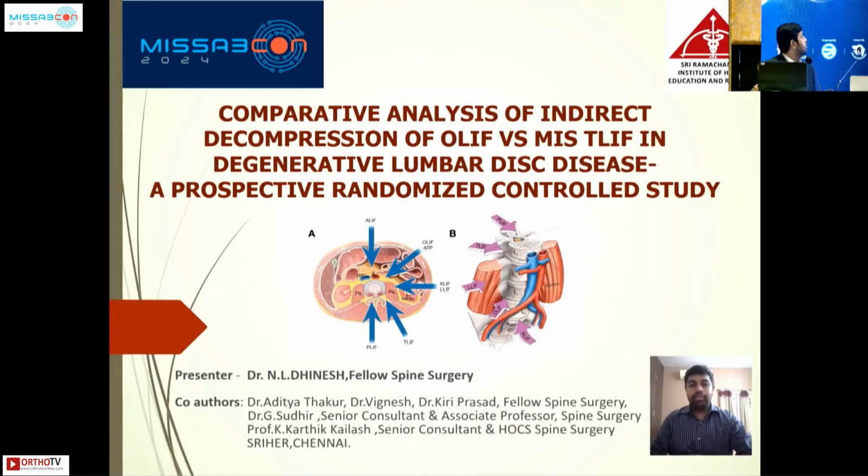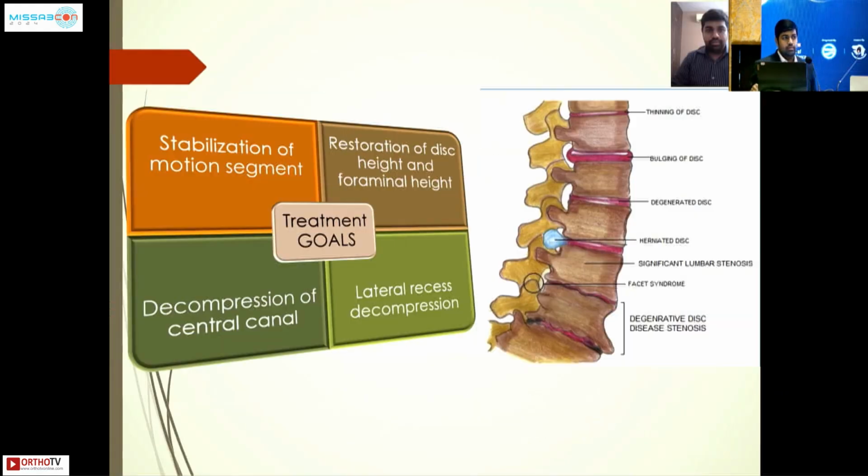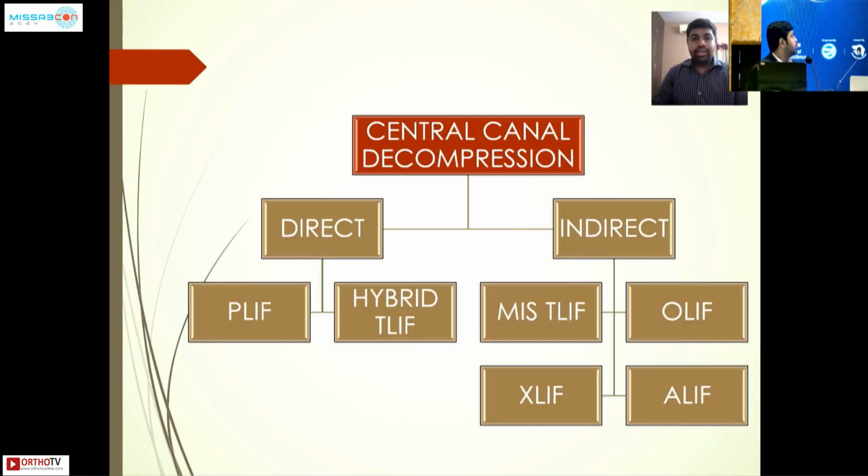Lumbar disc disease, a prospective randomized control study. The ultimate aim of fusion surgery is to stabilize the motion segment, restoration of disc height and foraminal height, decompression of central canal, and the lateral recess decompression. Central canal decompression can be achieved by both direct and indirect decompression, among which MIS-TLIF and OLIF are indirect decompression methods.